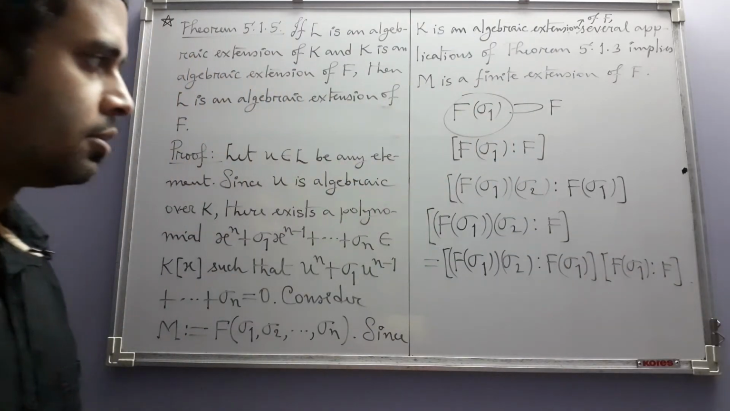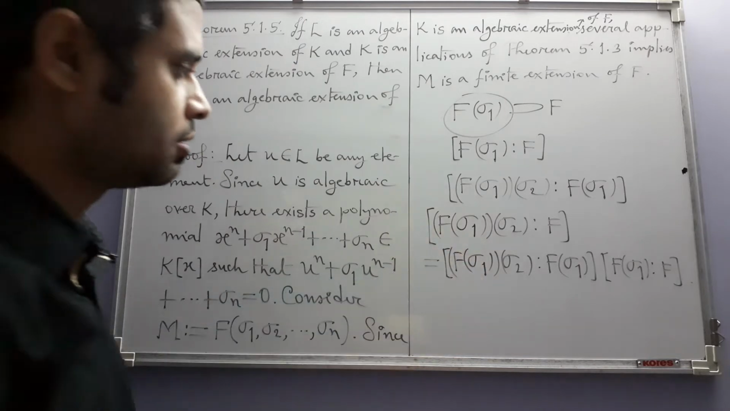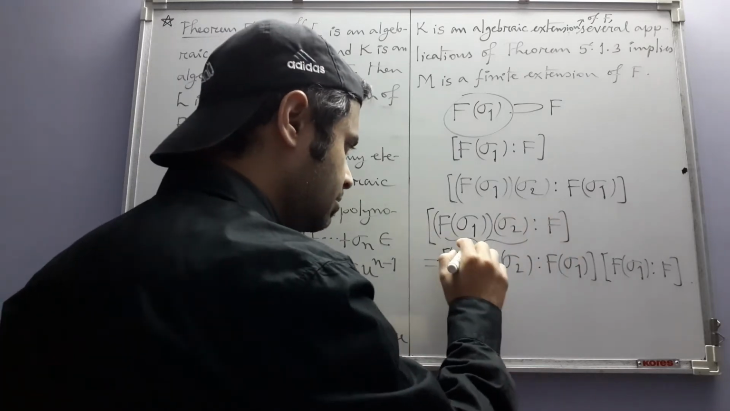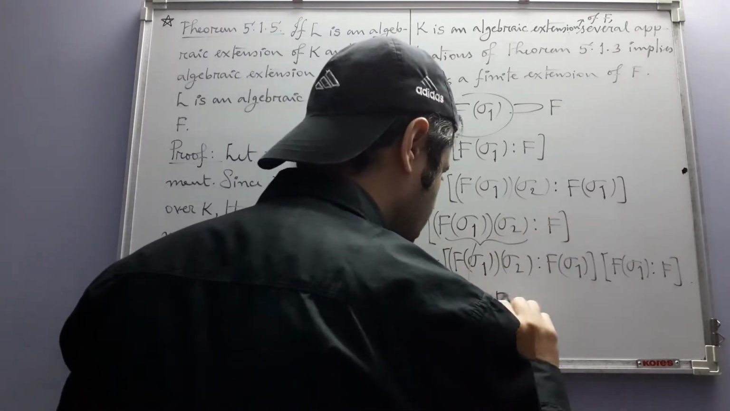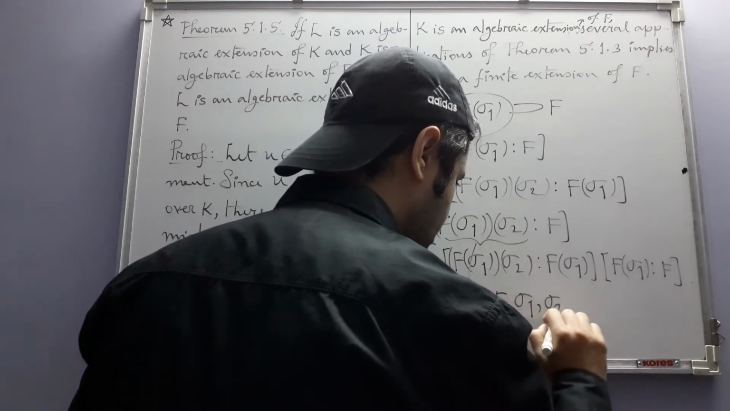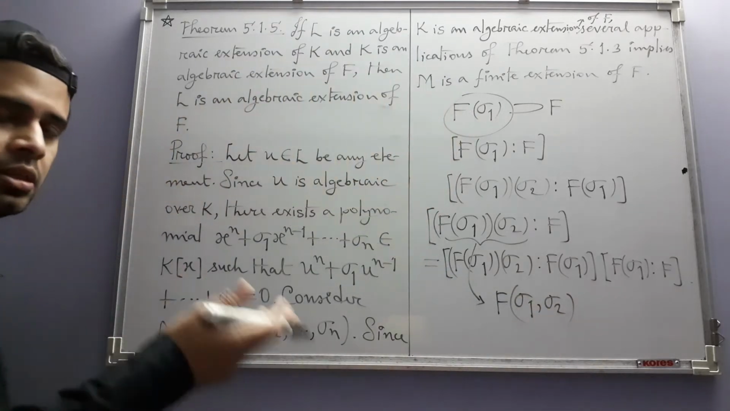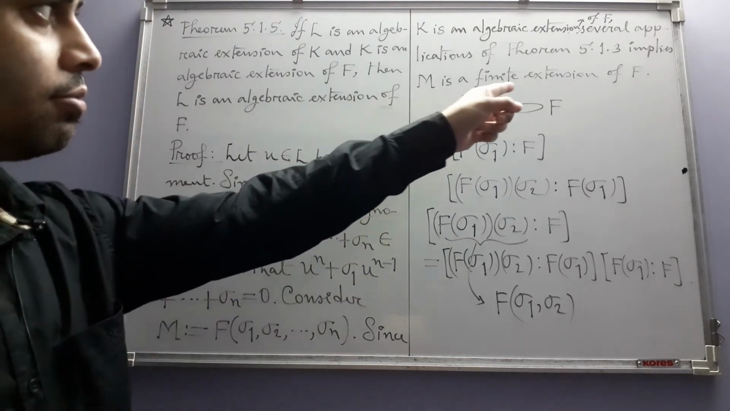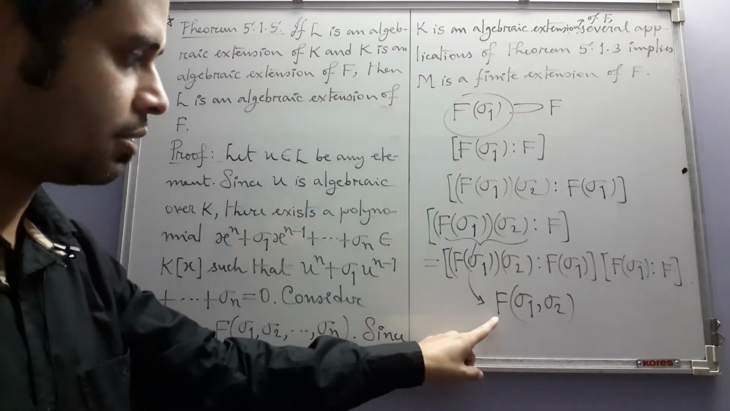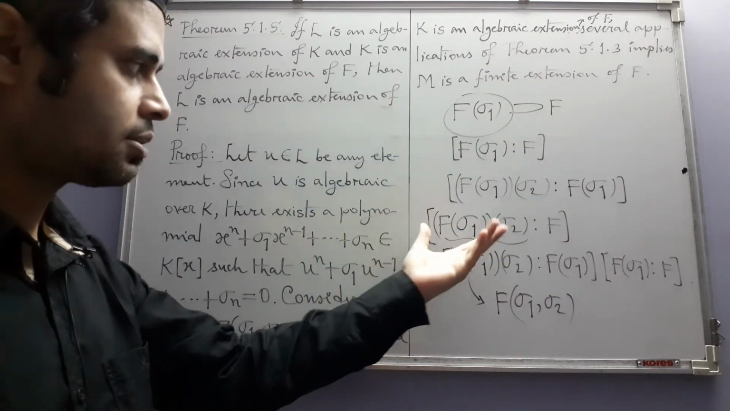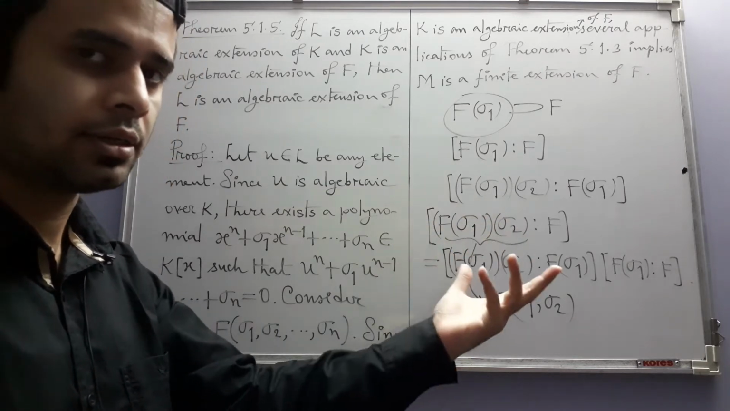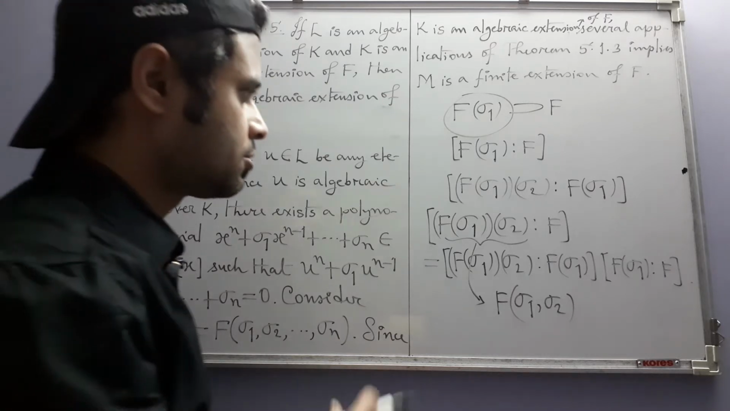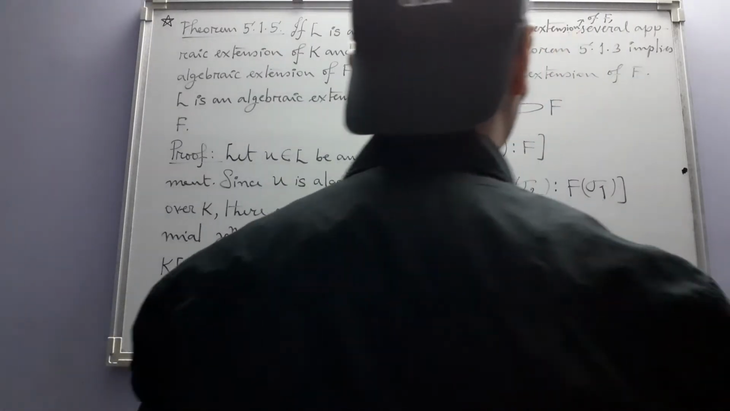So that's how we get the conclusion that this is a finite extension of F, and this extension is written as sigma 1, sigma 2. Now you repeat the procedure and you ultimately get the fact that M is a finite extension of F. Here we are getting that in the second step the extension is a finite extension of F. So after n steps also you will get a finite extension of F. So that is the reason, and that's where I got confused.